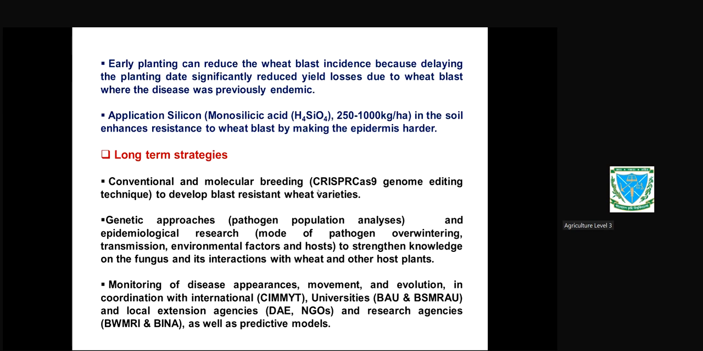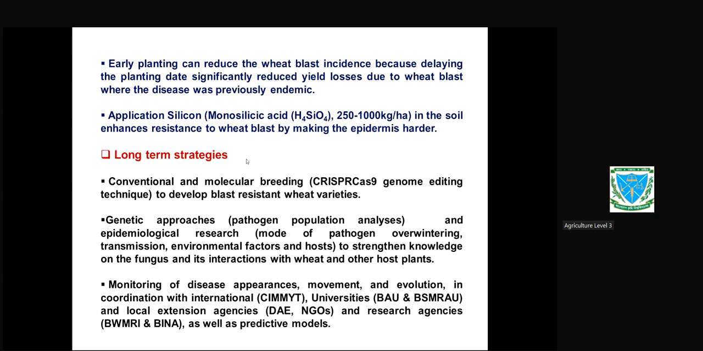These are the short-term strategies: resistant variety, rotation, sanitation, and weeding, along with chemical fungicides. Early planting also helps to avoid wheat blast epidemic. In addition, there are some researches explained that if you apply silicon as fertilizer, it enhances the resistance in wheat against wheat blast pathogen. So silicon application is another way.